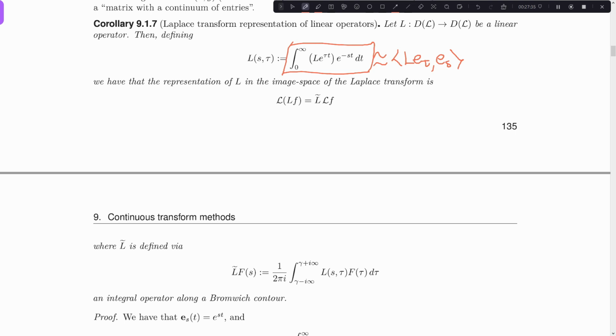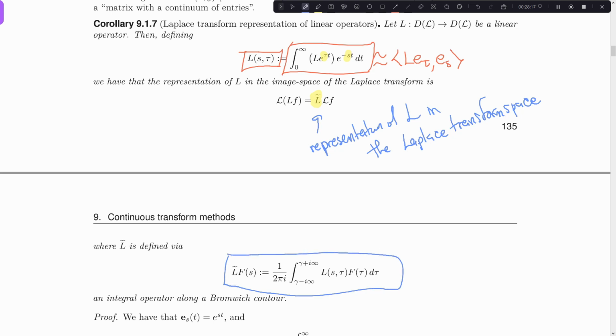And when I do that, I gain this function of two variables. We'll notice that both tau and s have not been determined yet. So if I integrate over t, I get a function of s and tau. And then this is the representation of L in the Laplace transform space. It's a little bit ugly. You can see I basically have the inverse transform sitting around in there. But this is all very theoretical, because now we're going to actually go through computing some representations.